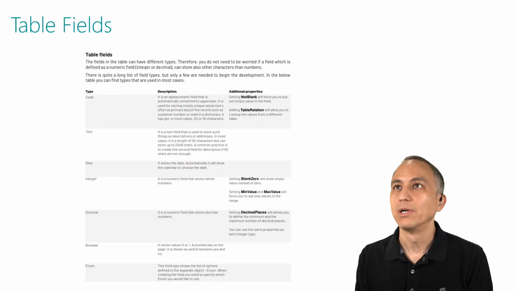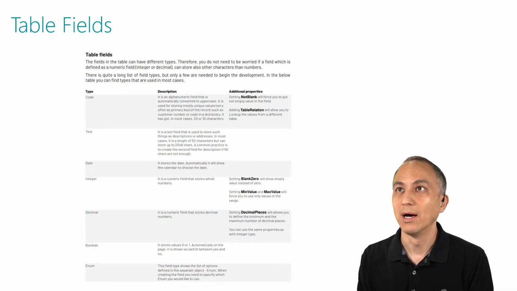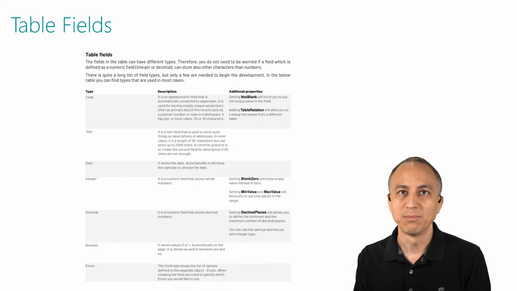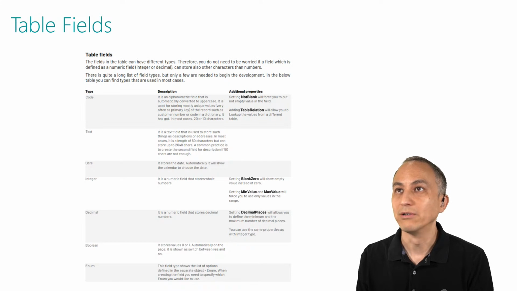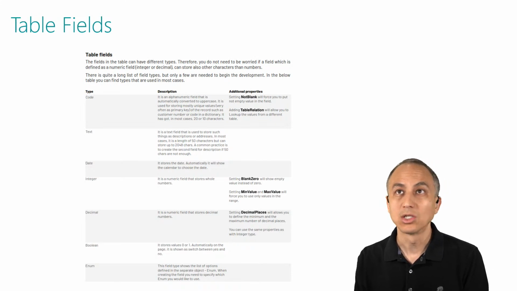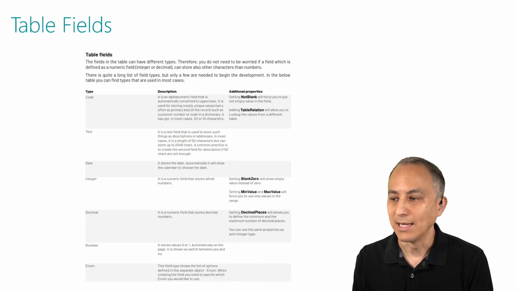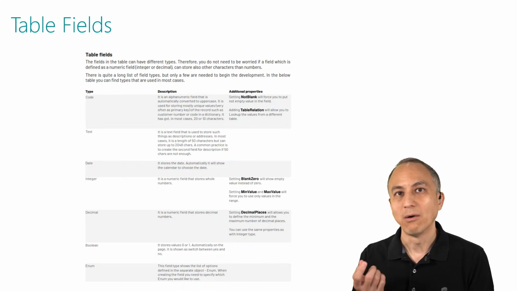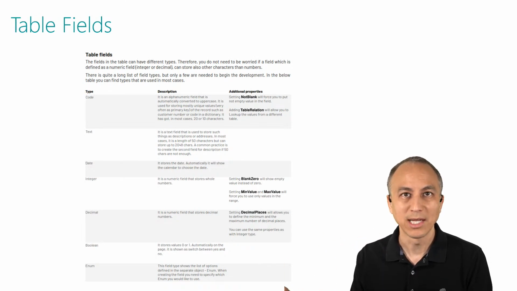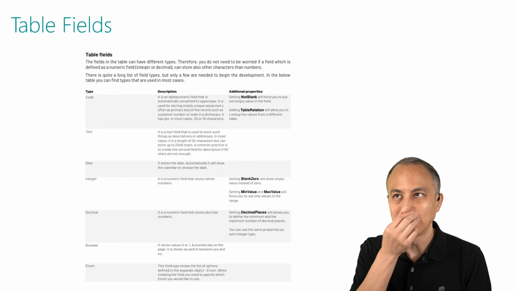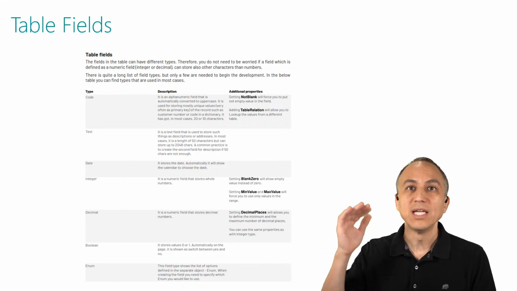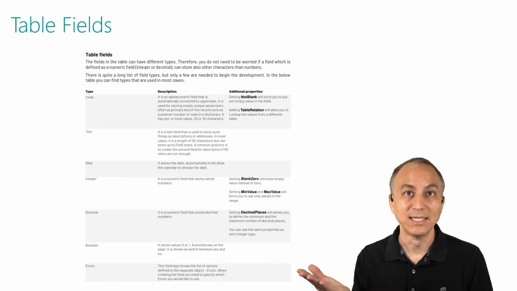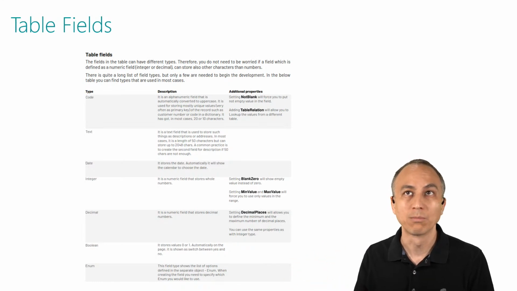And additional properties here, setting not blank will force you to put a non-empty value in the field. So you'll have to specify customer ID, for example. Adding table relation will allow you to look up the values from a different table. Interesting. So if I think of this as, let's say, a sales contract for a customer, maybe the code might be a customer ID, and that would allow me to have a table relation to the customer table and do a lookup that way. Just a wild guess. So these are some common fields that he lists, Christoph lists in chapter 4 of the workbook.